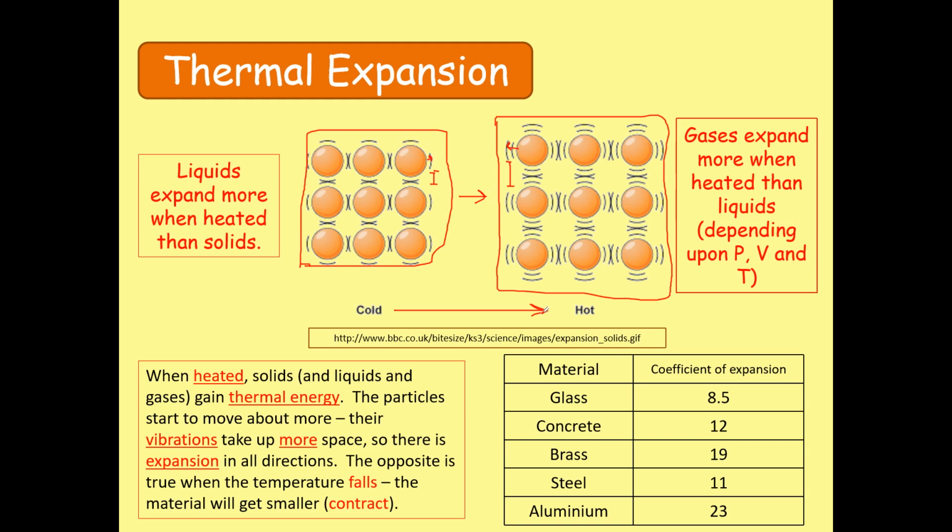So in solids, let's list it down: different materials expand at a different rate. That rate of expansion is what we call the coefficient of expansion, that is, how much a material would expand by changing a certain degree of temperature. So we see that glass expands a little bit, concrete expands somewhat, brass expands quite a lot, steel doesn't expand much, but aluminum expands a lot more than all of these.